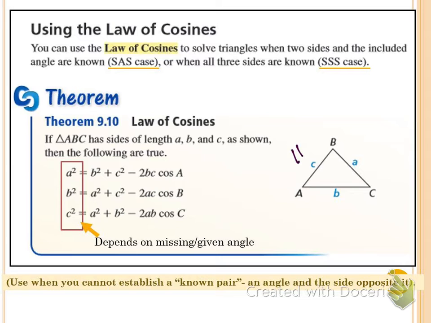So I'll show you what that means. So I just gave these numbers, 11, 12, 13. Okay. So usually you solve for the obtuse angle first, and I'll explain why. Which of these is the obtuse angle? Angle B. So you'd want to solve for angle B. You would use the b squared formula. Okay, so we would be missing angle B. We would want to set up the b squared formula.